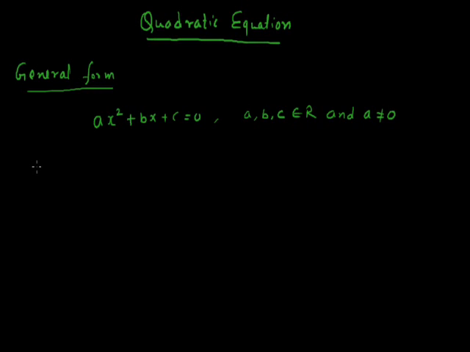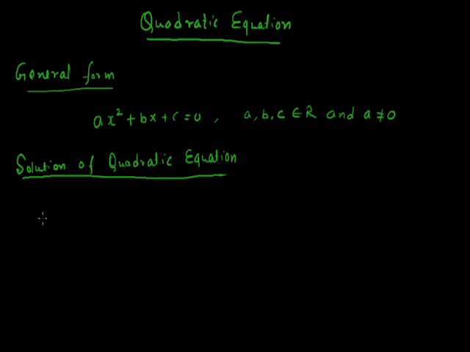Now suppose we have to find the solution of this quadratic equation. Solution of quadratic equation ax square plus bx plus c equal to 0, or we can say the roots of quadratic equation ax square plus bx plus c equal to 0.